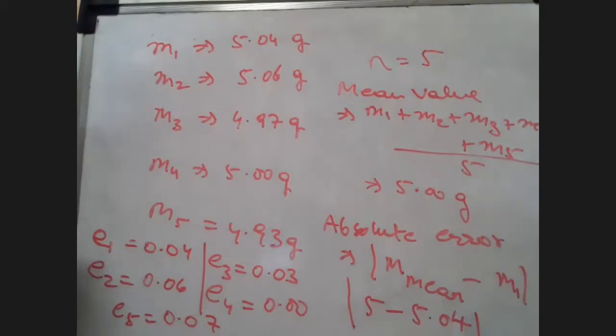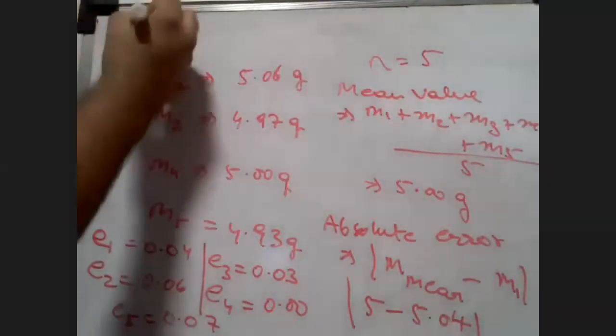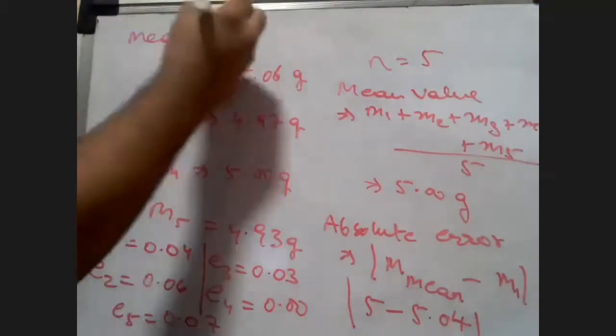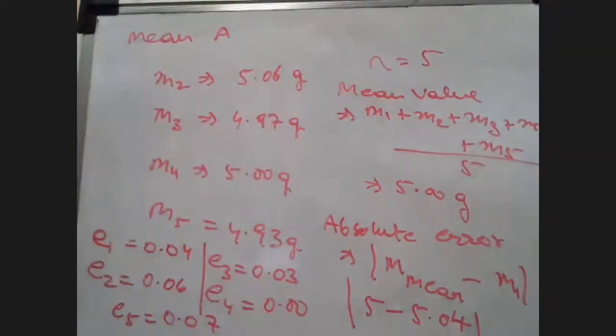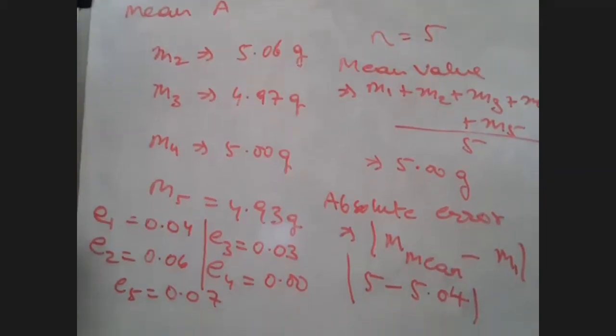I told you to find out absolute error. Now if I tell you to find out the mean absolute error, it's going to be the average of these absolute errors. Mean absolute error. Look here, I'm writing it here. Everyone look here. E4 is 0.00. Don't copy this. You should do this yourself.